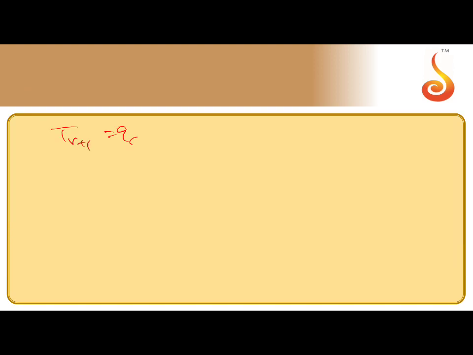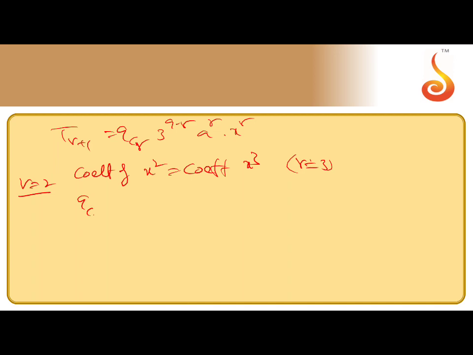T(r+1) is 9Cr 3 power (9 minus r) a power r into x power r. So what is given? The coefficient of x square equals the coefficient of x cube. The coefficient of x square means r equals 2, substitute. The coefficient of x cube means r equals 3, substitute. If you take r equal to 2, 9C2, 3 power (9 minus 2) is 7, into a power 2. On the right side, the coefficient of x cube is 9C3 into 3 power 6 into a power 3.